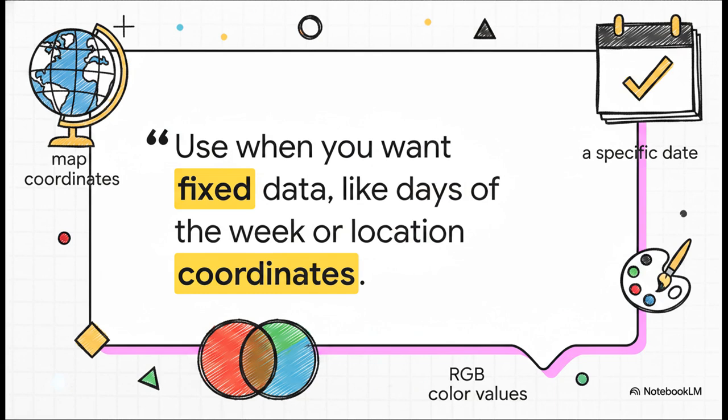Now you might be thinking, why would I ever want data I can't change? And that's a great question. The answer is all about safety. Imagine you're storing something critical like GPS coordinates or the primary colors or calendar dates. You want to be 100% sure that some other part of your program doesn't accidentally mess with that data. A tuple is like a promise that this data will stay constant.